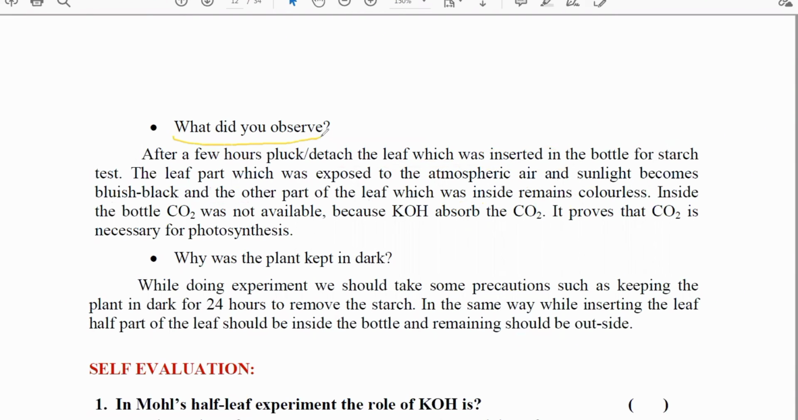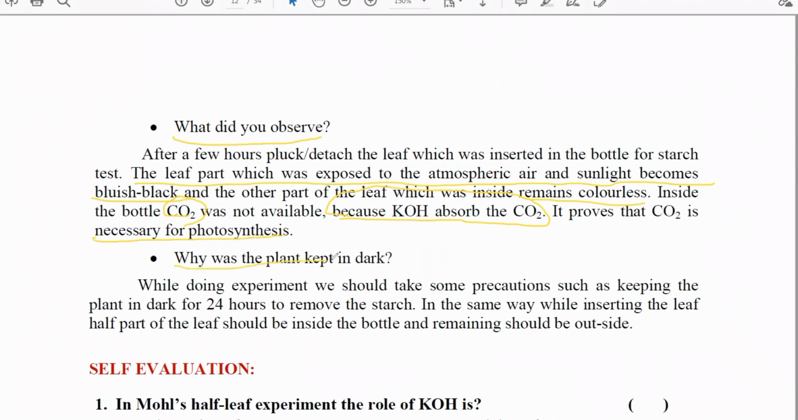What did you observe? After a few hours, pluck or detach the leaf which was inserted in the bottle and test it for starch. The leaf part which was exposed to the atmosphere, air and sunlight becomes bluish black. The other part of the leaf which is present in the bottle remains colorless. Why? Because it does not receive carbon dioxide, since the KOH absorbed the carbon dioxide. So it proves that CO2 is essential for photosynthesis.